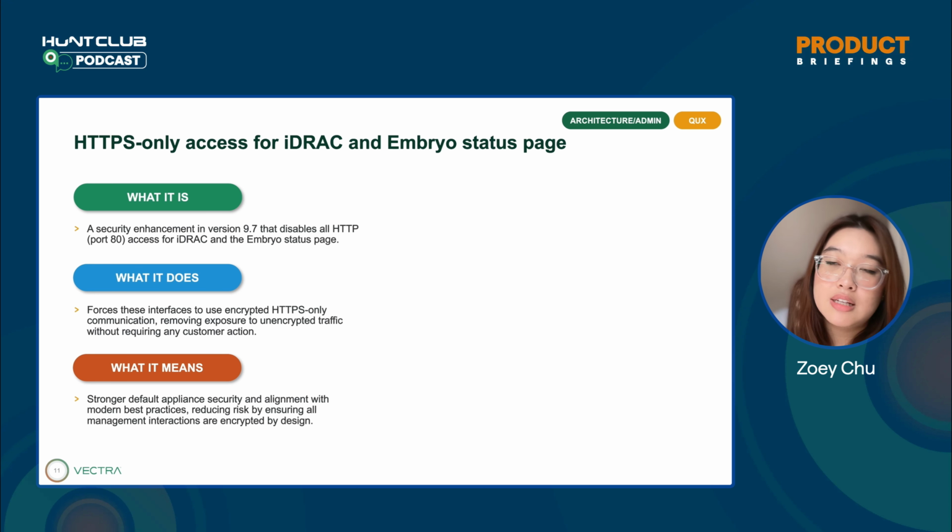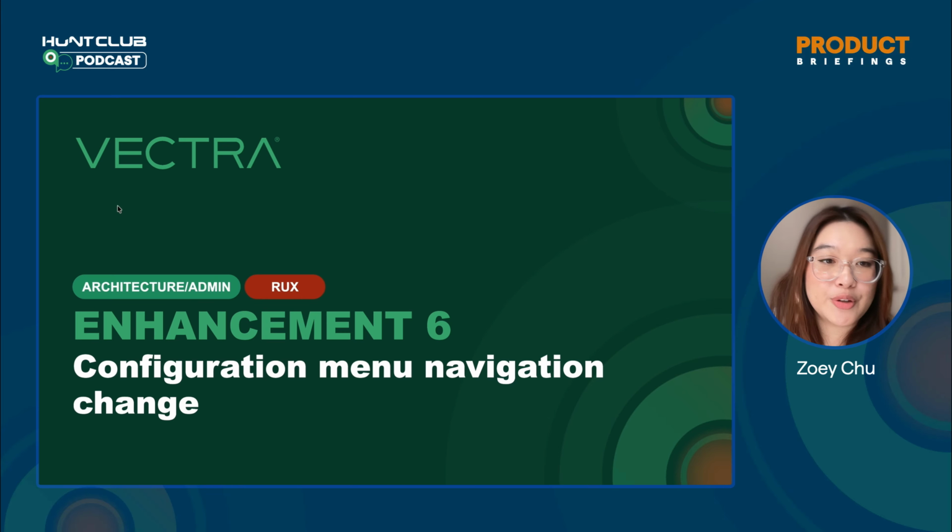But what this really means is what we try to do in everything. We're a security company first and foremost, is to make things more secure. So stronger default security, alignment with modern best practices, and it reduces the risk by ensuring all management interactions are encrypted by design. So encryption is good. It helps us be protected and to protect you guys. So that's a very quick update on that on Quadrant UX.